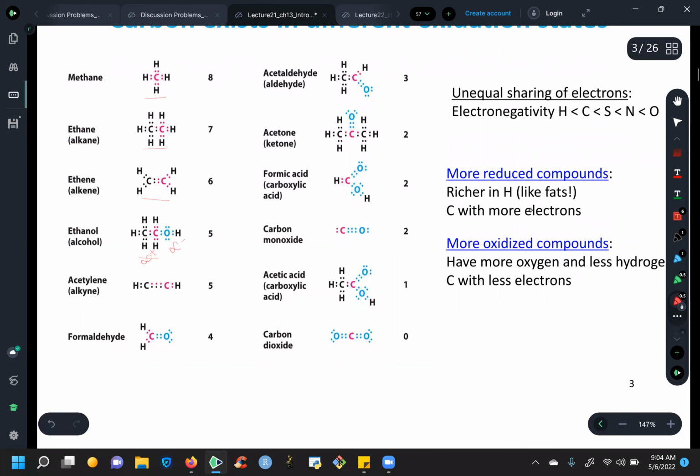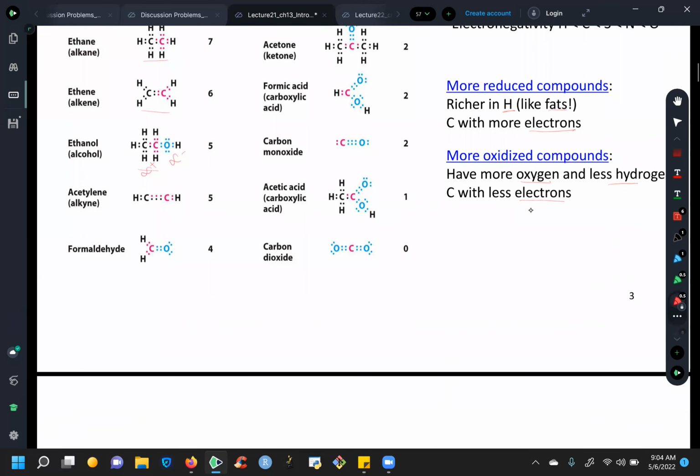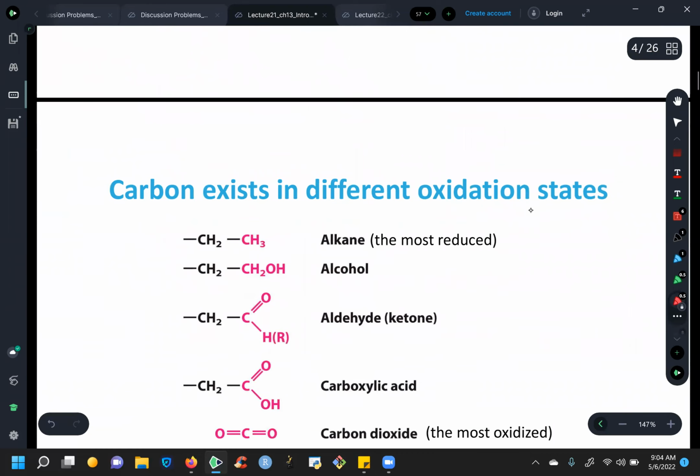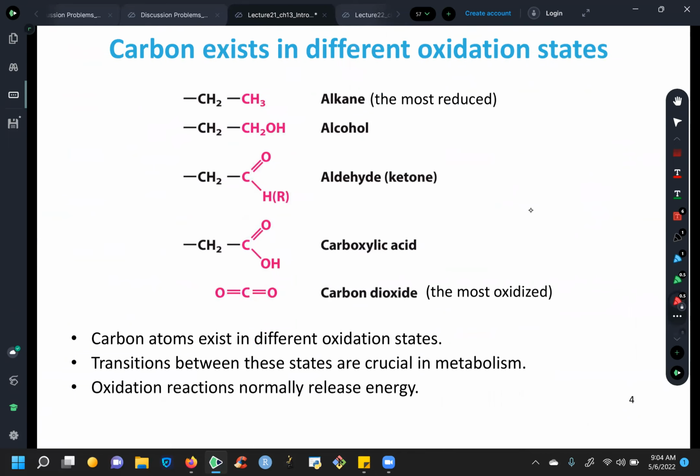More reduced compounds are richer in hydrogens, like fats, and they have more electrons. More oxidized compounds have more oxygens and they have fewer hydrogens, with fewer electrons. So there could be a question where they show you a bunch of molecules and ask which one is the reduced form or which one is the oxidized form. Carbon exists in different oxidation states.